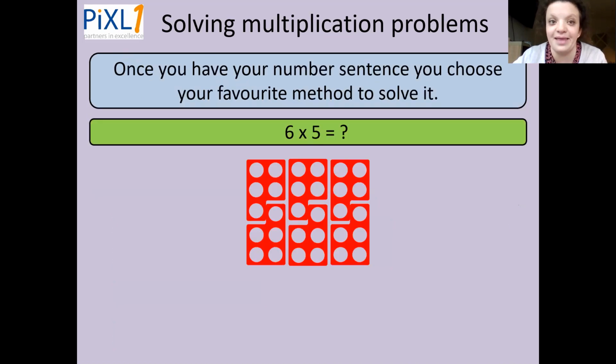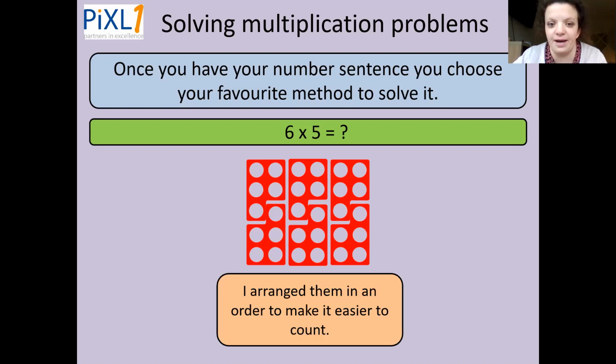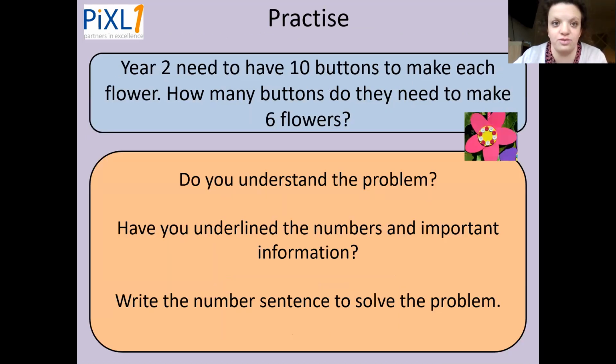Okay, well done. And the answer should be 30. So you can choose your favourite method to solve it. So this little girl's gone and got 6 pieces of 5 pneumacon to help her and arrange them to make it easier to count. 6 times 5 is 30. But you could draw your 6 flowers and put the 5 petals on, or whichever way you choose.